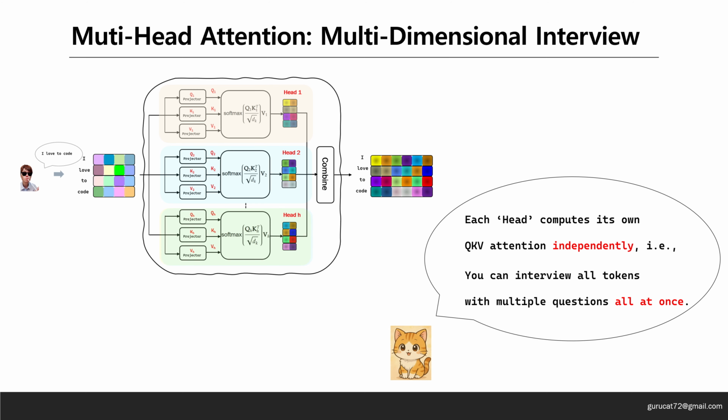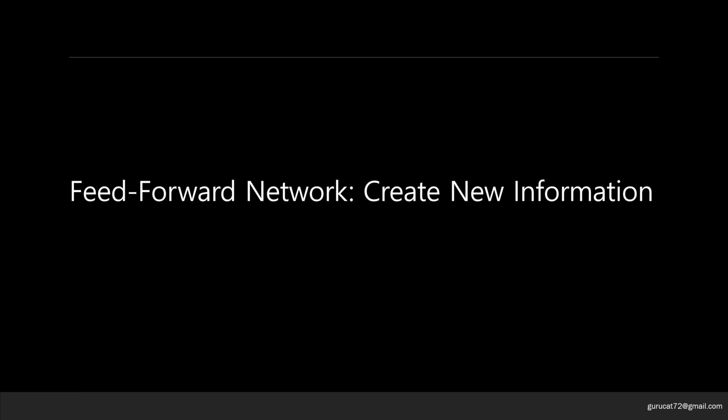Don't forget, each attention mechanism runs independently, allowing the model to process multiple attention calculations at the same time. This multi-dimensional interviewing gives transformers the power to understand relationships from many angles simultaneously. Now that we've explored multiple perspectives through attention, it's time to introduce the next major part of the transformer block, the feed-forward network, or FFN. This component doesn't retrieve or compare information. Instead, it creates brand new features.